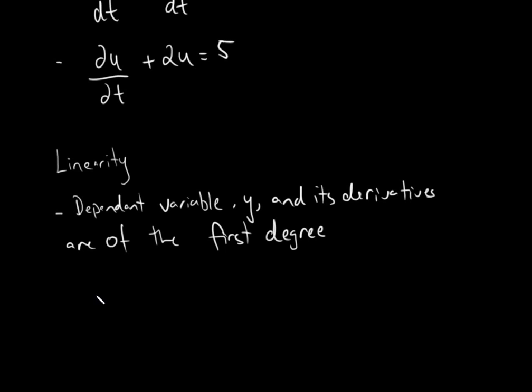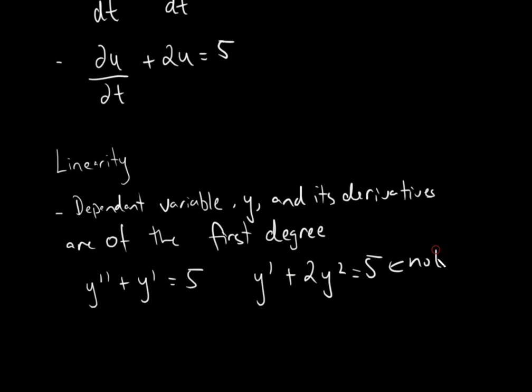Sorry, not first order. That's a bad way to put it. Of the first degree. Okay, so let's say I had y double prime plus y prime is equal to 5. Is that a linear equation? Yes, it is, because even though you have a second order derivative, it's still to the power of 1, right? Versus if I had y prime plus 2y squared is equal to 5. This is not linear, because you have a y squared term over here.